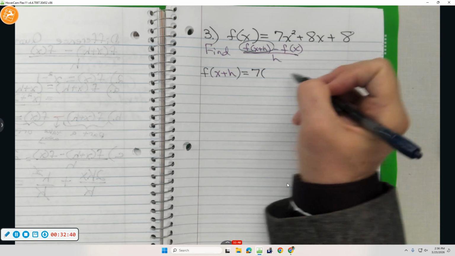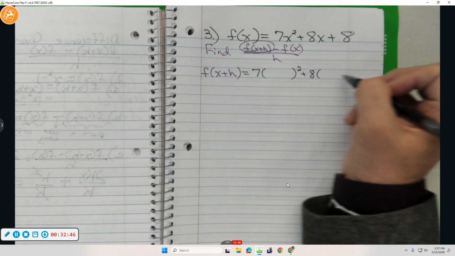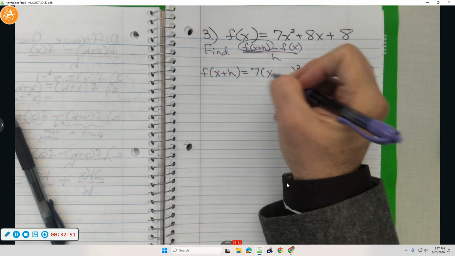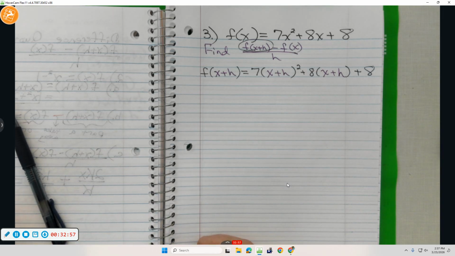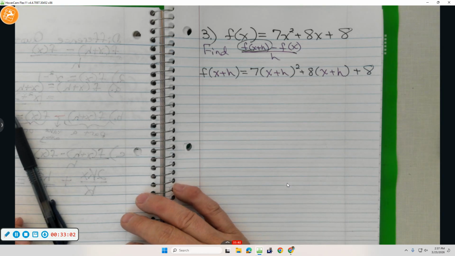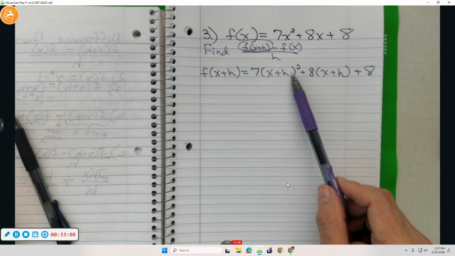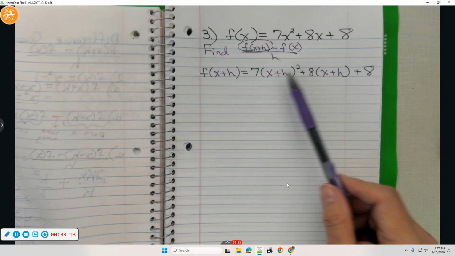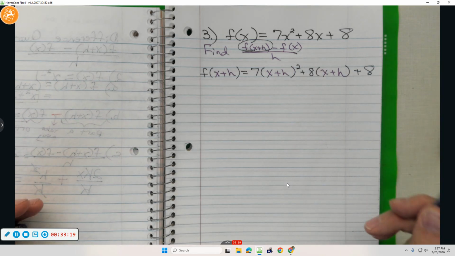So, everywhere you see that variable x, you're going to write in x plus h. And we need to simplify this. The order of operations says you deal with the exponentiation first, x plus h squared. Well, we just did that over here, x squared plus 2hx plus h squared, but I don't think it would hurt for us to do it again.